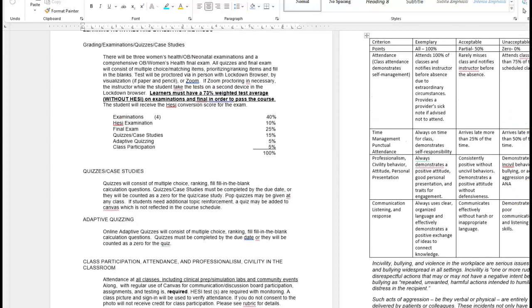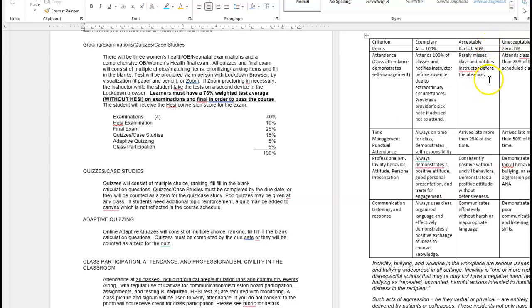So I do have a rubric for the 5% for class participation, civility, and professionalism. So attending all classes, 100%. Time management, you're on time. You demonstrate self-responsibility. You don't call out, and you don't not come to class. Always demonstrates a positive attitude, good personal presentation. Sorry about that. And traits for engagement, and communicates using clear, organized language, and effectively demonstrates a positive exchange of ideas to connect knowledge. That would be exemplary. That would be 100%, 100 for 5% of your grade.